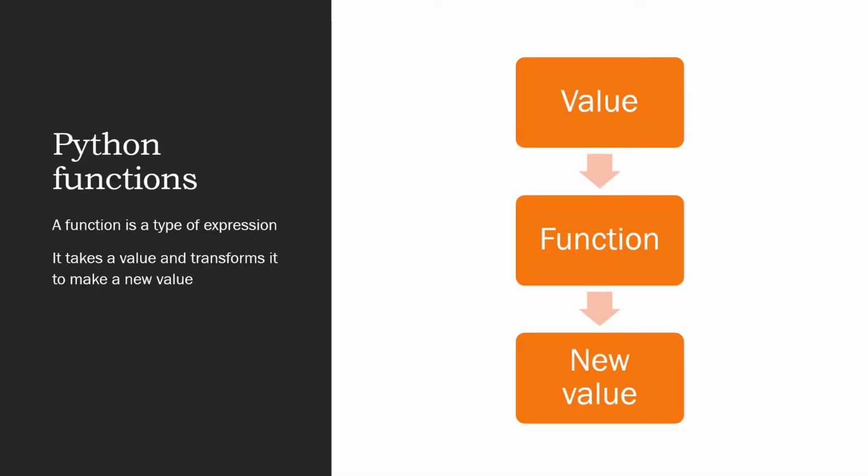A Python function is a type of expression. That is, it represents a value. A Python function takes in a value, transforms it in some way, and generates a new value. For example, we could take the number 99, we could put it into the str function, and that would convert it into a string. The numbers 9 and 9 in a string format.